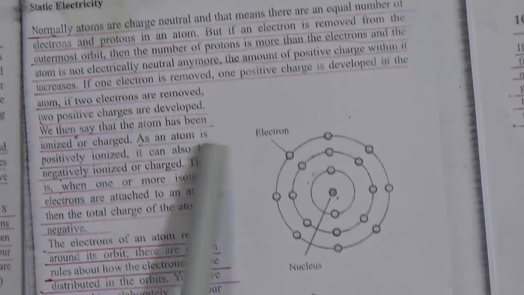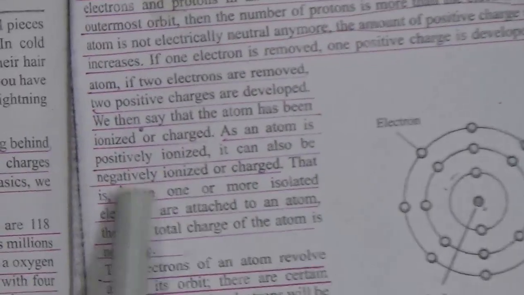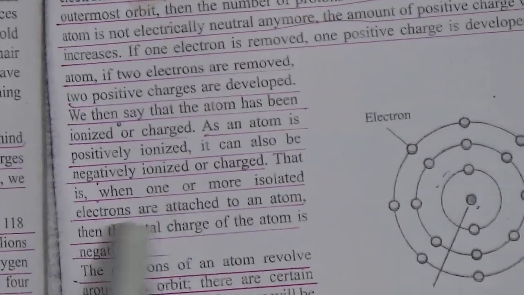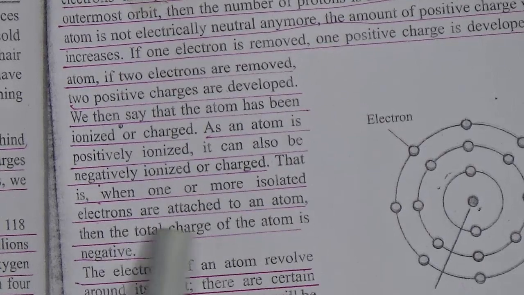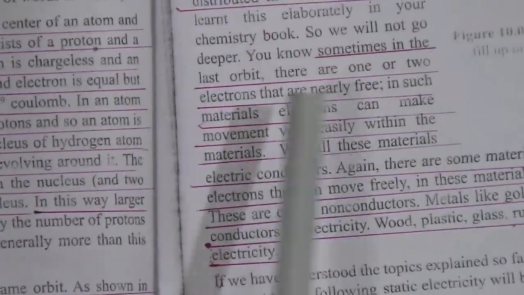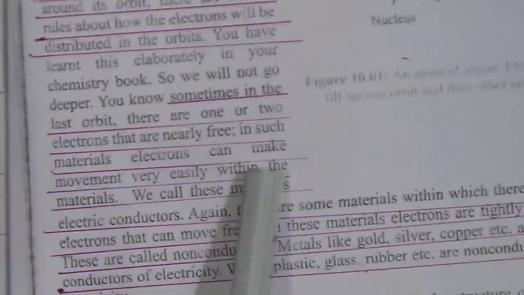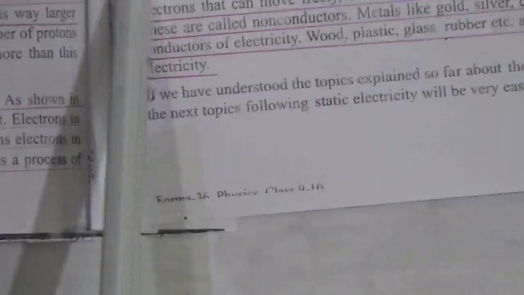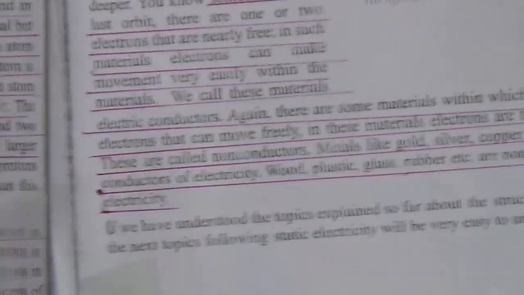As an atom can be positively ionized, it can also be negatively ionized or charged. That is, when one or more isolated electrons are attached to an atom, the total charge of the atom is negative. The electrons of an atom revolve around the orbit, and there are certain rules about how the electrons are distributed in the orbit. Sometimes in the last orbit there are 1 or 2 electrons that are nearly free, and in such materials electrons can move very easily, and we call these materials electric conductors.